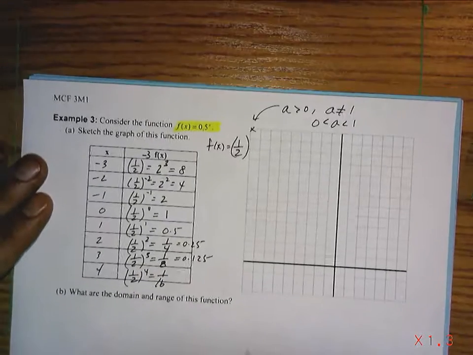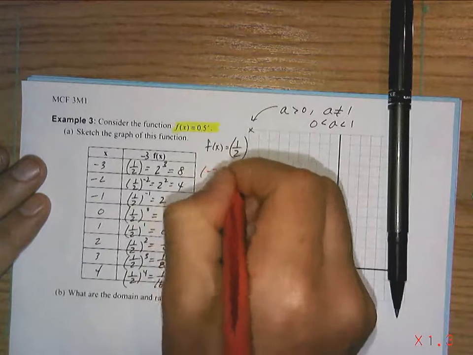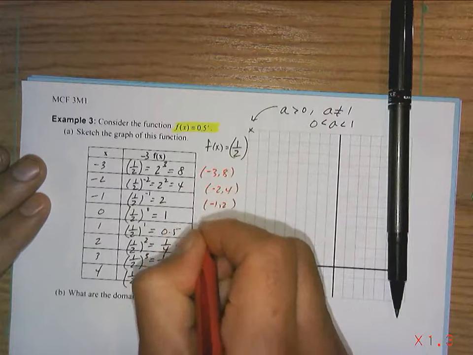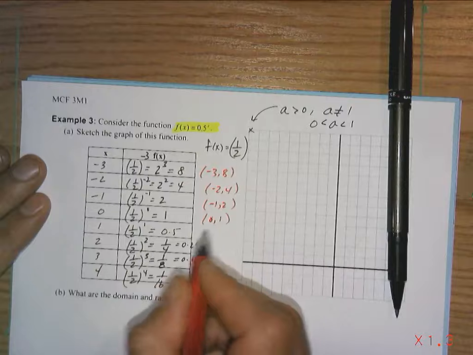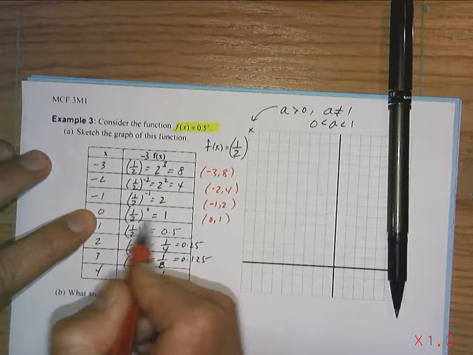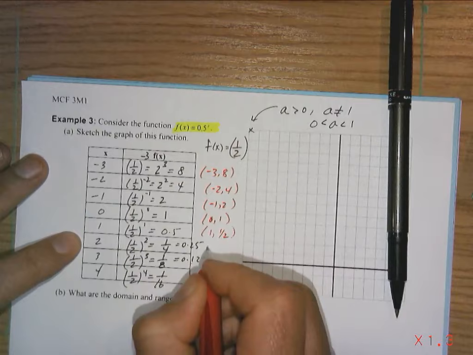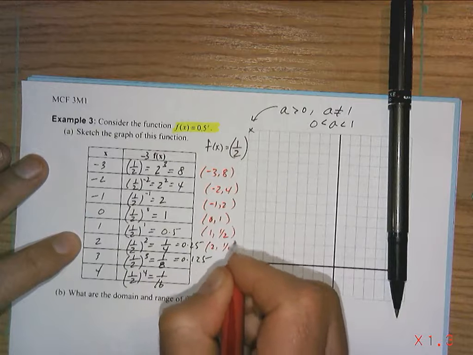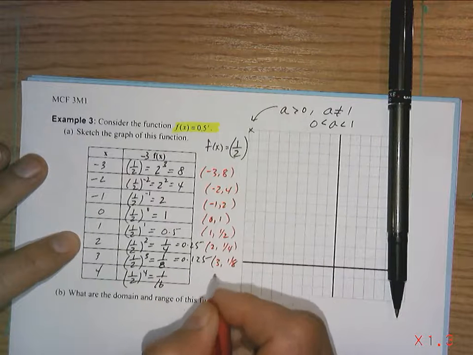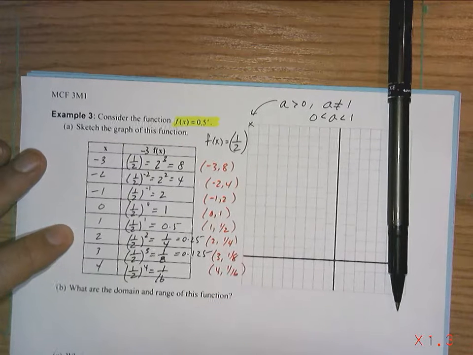So let's start plotting some of these points. -3, 8; -2, 4; -1, 2; 0, 1. That keeps showing up because whenever that exponent is 0, the whole thing is going to equal 1. But then we go to 1 and 1/2, or 0.5; 2 and 1/4, so half of a half; 3 and 1/8, so half of a quarter; and 4 and 1/16, so half of 1/8.